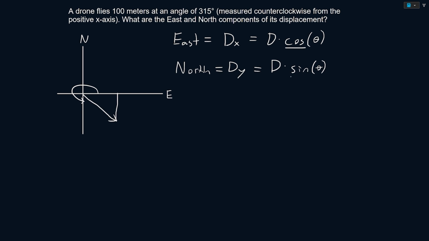We know that they are cosine and sine because we are measuring relative to the positive x-axis. If this was relative to the y-axis, they would be flipped.